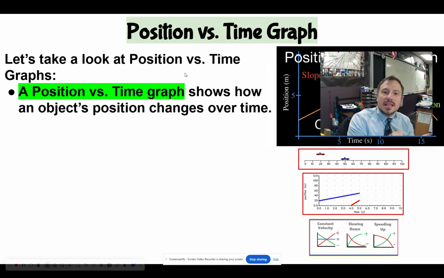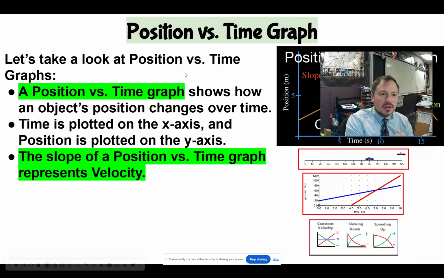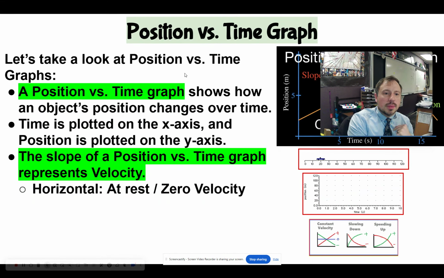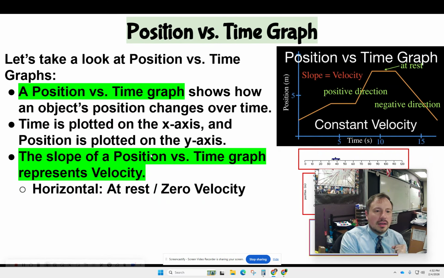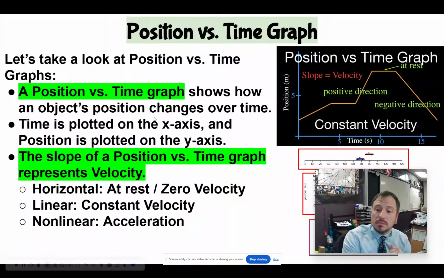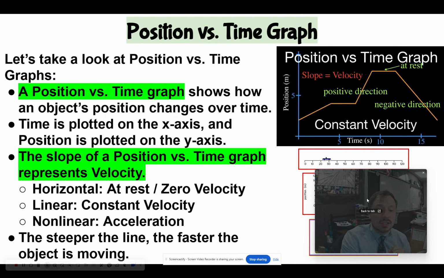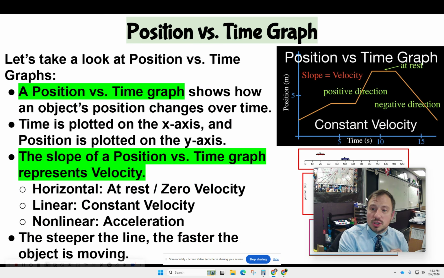The first one is a position versus time graph. Time is plotted on the x-axis and position is plotted on the y-axis. The slope of a position versus time graph represents velocity. If it's horizontal, it means at rest, zero velocity. If it's linear, it's a constant velocity. If it's nonlinear, that means there is acceleration. The steeper the line, the faster the object is moving. So here's a little graph that shows that.